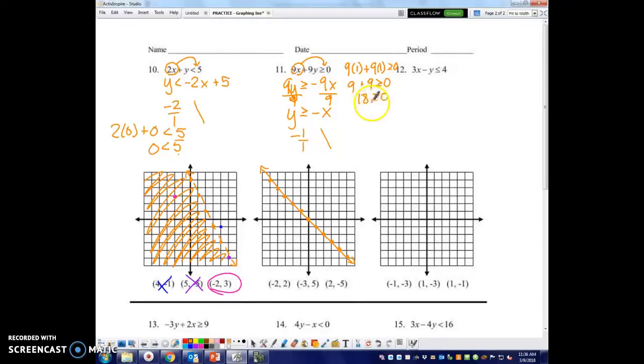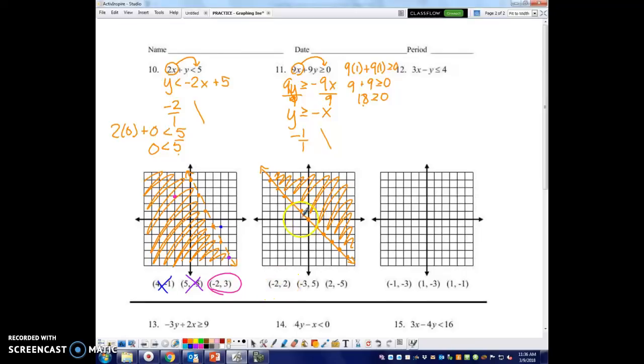Which one does it say is bigger? It says the 18 is bigger. Is that true? Yes, it is true. Okay, so if this worked, which side do we shade? The side with 1, 1. Okay, so that's our point.